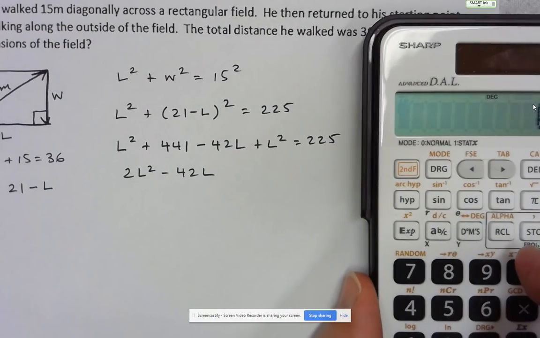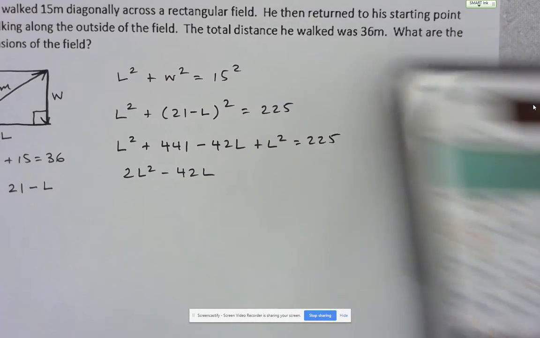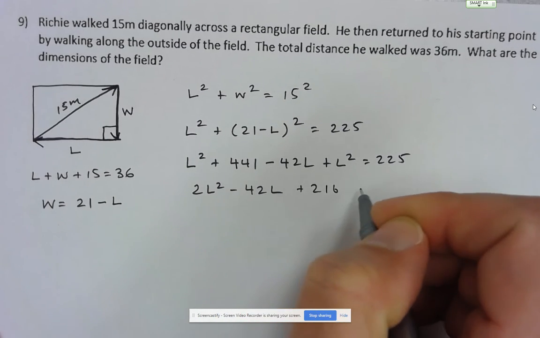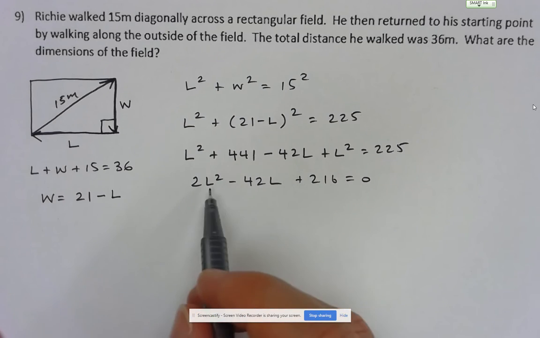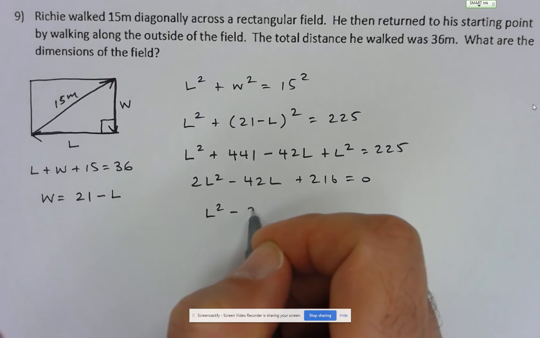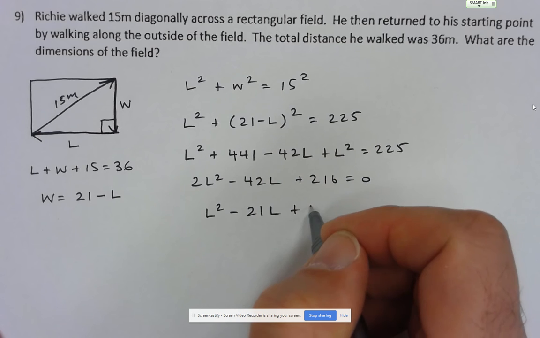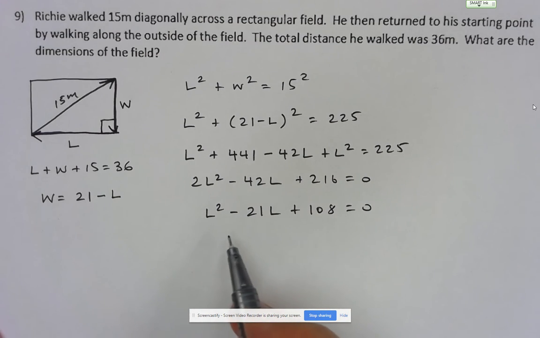And here, just to be sure that I don't make any silly mistakes, let's use a calculator here. So what do we have? We have 441 minus 225. Okay, 216. So that's going to be plus 216 equals 0. Now here, actually, to make my life simpler, not that this is necessary if I'm going to use a quadratic formula, but I can divide both sides of the equation by 2. It'll make things a little easier here. So here I have L squared minus, that'll be divided by 2, so 21L, and then plus 216 divided by 2 is 108.